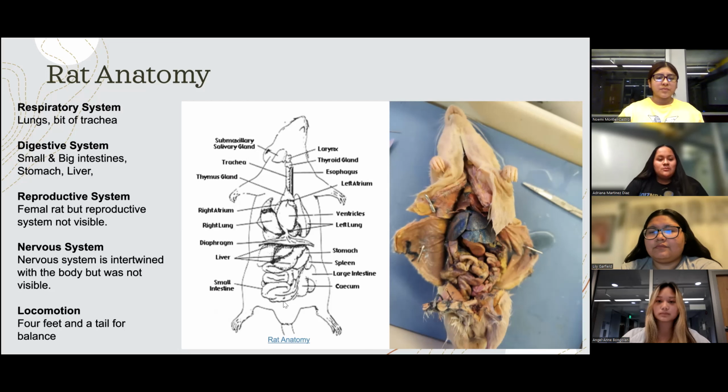For the nervous system, we were able to see absolutely nothing because, again, it's very intertwined, and so it's not something you can actually visibly see unless you're like Superman. You really can't see that. And for the locomotion, well, we know that it has 4 feet and a tail for balance.